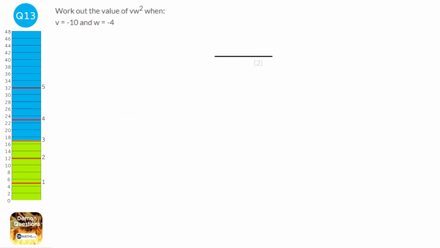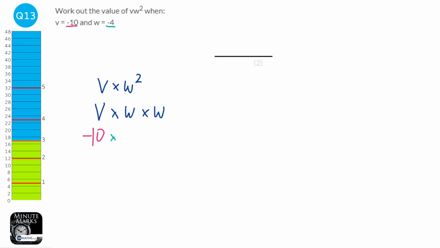Let's rewrite this expression, but with a times sign in. So v times w squared. Now w squared just means times by itself. So we can rewrite that as v times w times w. Okay, so we know v is minus 10. So minus 10. And we know w is minus 4. So it's times minus 4 times minus 4. Okay, so when you multiply, it doesn't matter which order we do it.